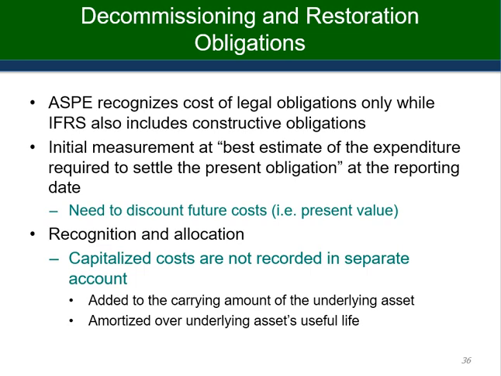Under the handbook ASPE, section 3110, an ARO is initially measured at the best estimate of the expenditure required to settle the present obligation at the reporting date. So whatever you would pay somebody now in order to have them promise to do it in the future.